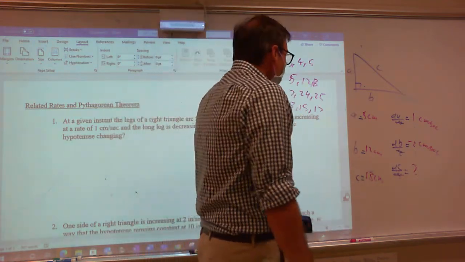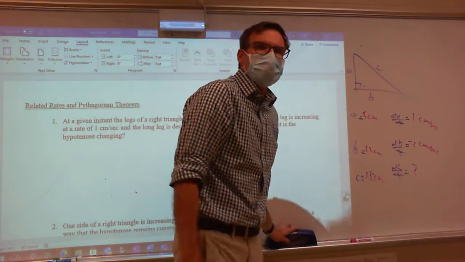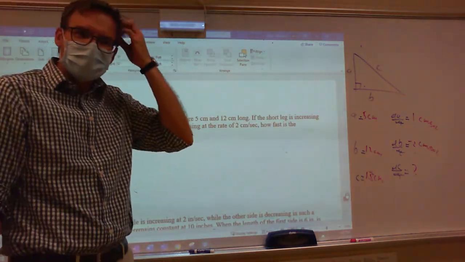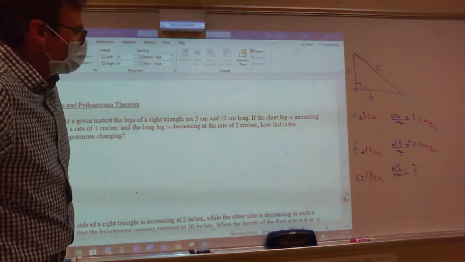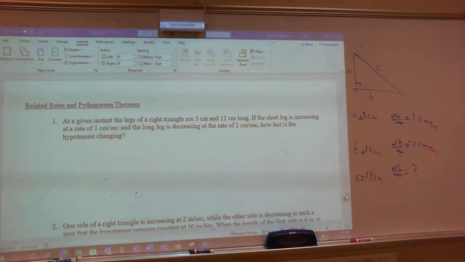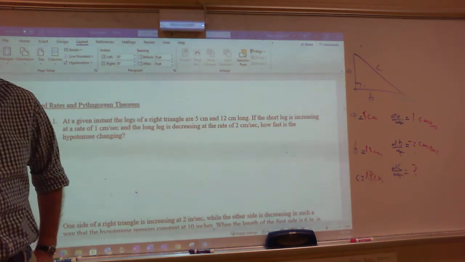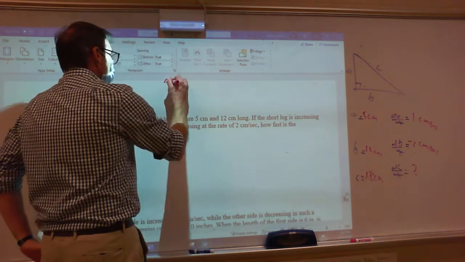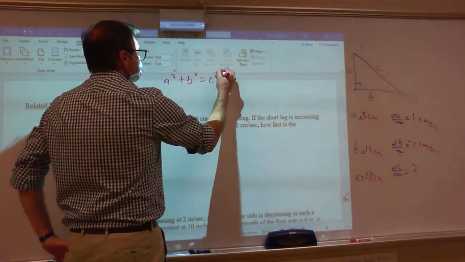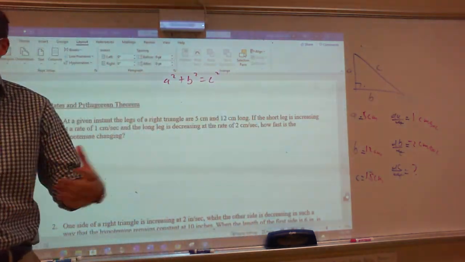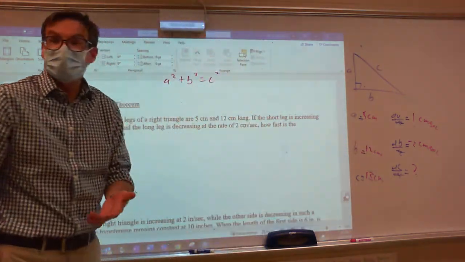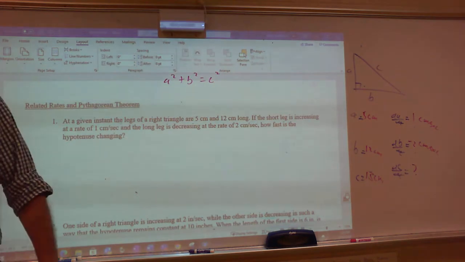All right, yay, I filled out my chart. But really, I haven't done any calculus yet, have I? All right, so I need an equation that relates A, B, and C together. That's right. A squared plus B squared equals C squared, right? We need an equation that relates whatever letters you have in your picture. And oh, look, Pythagorean theorem works.